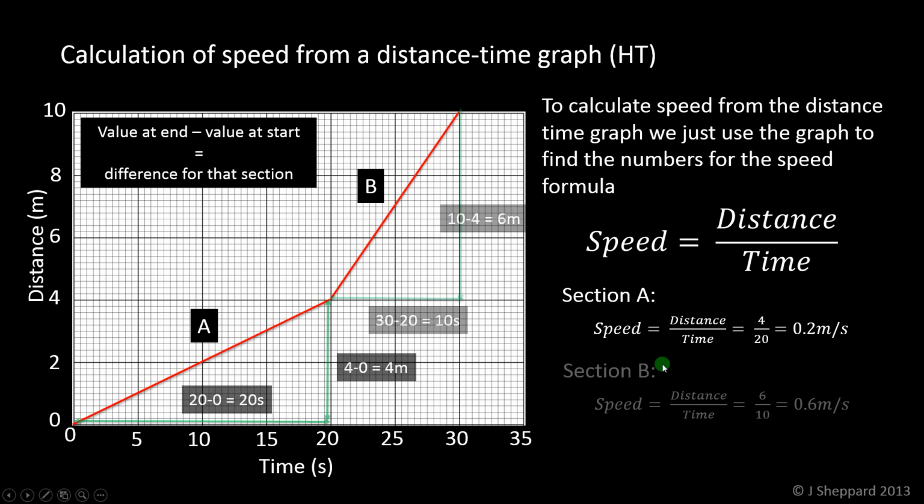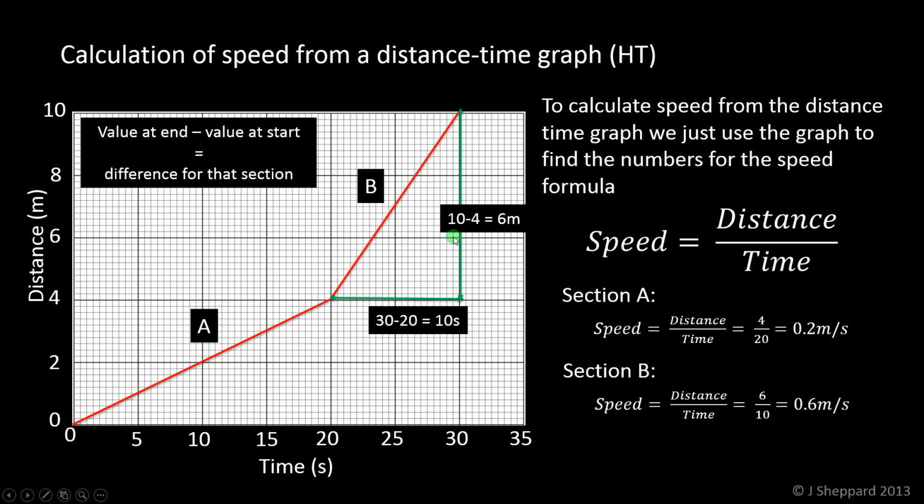Okay. And section B, again, you've got to be slightly careful here. Remember, we're only interested in the distance travelled during section B and the time taken during section B. So section B runs from 20 to 30 seconds, so it's 10 seconds in total. And we go from 4 to 10 meters, so we've travelled 6 meters in total. So distance divided by time for section B, 6 divided by 10 is 0.6 meters per second.